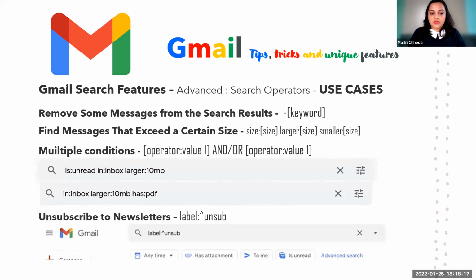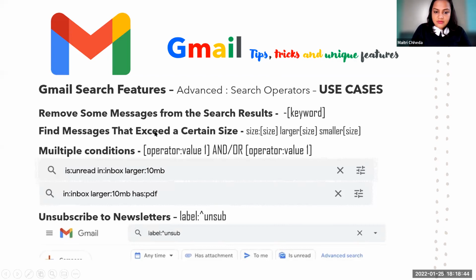Now there's an option where you have to remove certain messages with a specific keyword. So I want all the emails from, say, Maitri Chheda, but I don't want a specific keyword in that, so I will use minus and that keyword. The moment I use minus, all the emails which include this particular keyword will be excluded from your search.